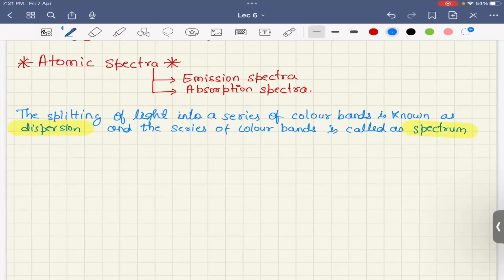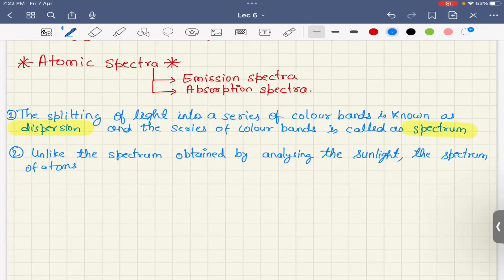So let us study about atomic spectra. Unlike the spectrum obtained by analyzing the sunlight, the spectra of atoms are not continuous, right? So this is to be noted. This is point one. Unlike the spectrum of sunlight, the spectra of atoms are not continuous. The spectra of atoms consist of sharp, well-defined lines or bands corresponding to definite frequencies, right?